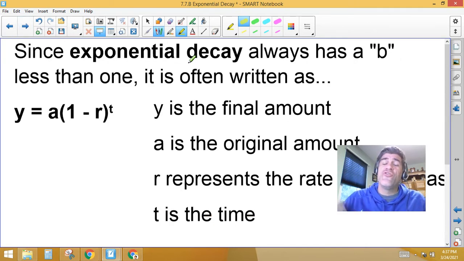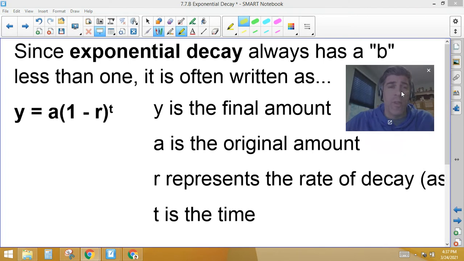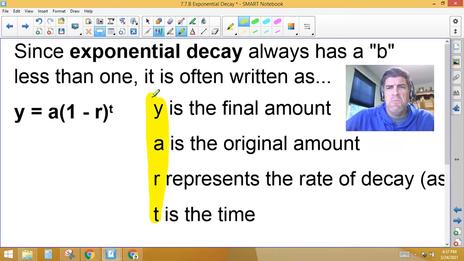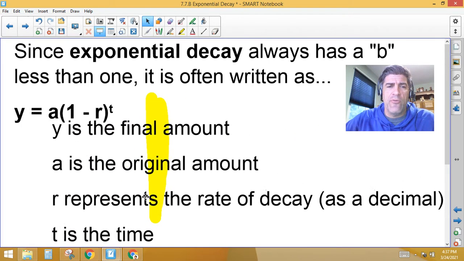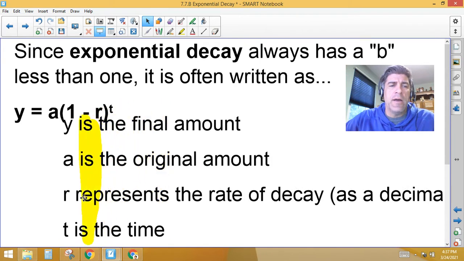So again, this is just like our last one for growth, but now I'm just changing it slightly to decay. Everything is the same in the formula. Y is the same. Did you notice this says yart? Not really important, but that always jumps out to me. Anyway, Y is the final amount, A is the original amount, R is the rate as a decimal, and T is the time.